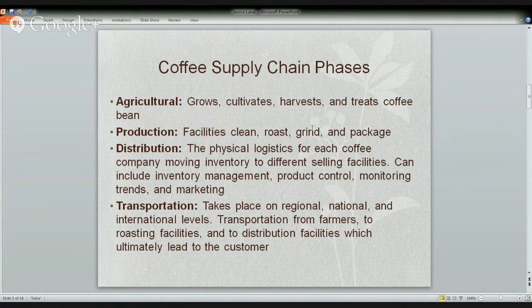And distribution, that consists of the physical logistics for each coffee company moving inventory from one different selling facility to another. And examples of areas in the distribution phase can include inventory management, product control, monitoring trends, and of course, marketing to the customer. The last major phase would be the transportation phase, and this can take place on a regional, national, and international level. And transportation phase takes place between the agricultural, production, and distribution phase, such as from farmers to roasting facilities or from distribution facilities ultimately that lead to the customer.